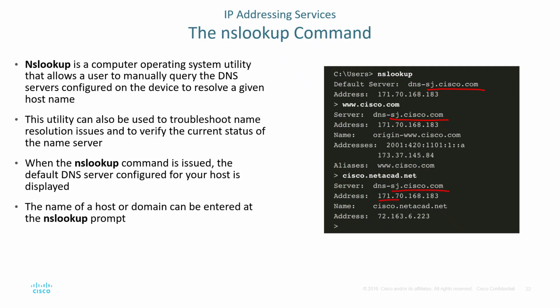And this is the address for that. Okay, however, when you go down deeper, www.cisco.com is this address. Okay, and netacad.net at Cisco is this address. So that is that hierarchical structure that you're seeing here with the nslookup command.